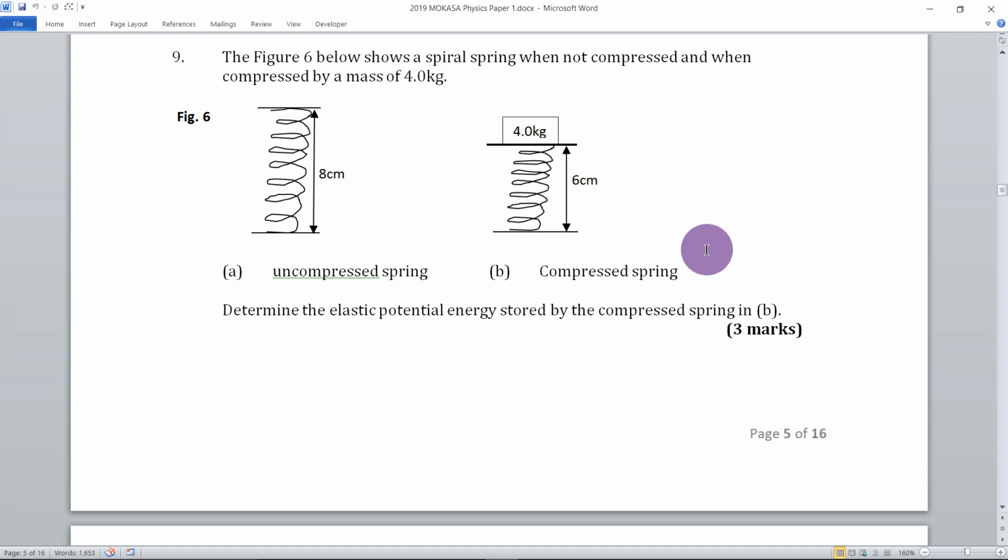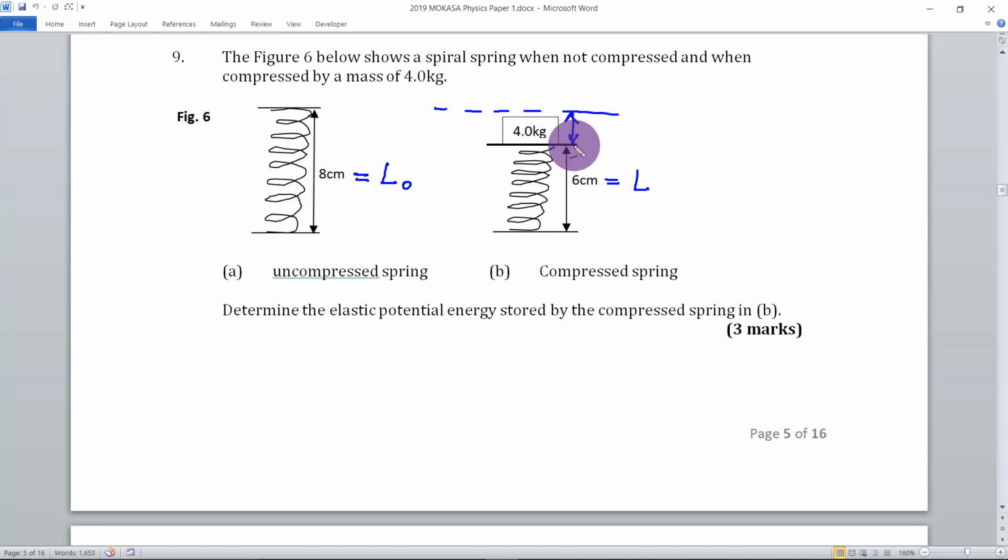In question 9, we are given that the figure below shows a spiral spring when not compressed and when compressed by a mass of 4 kilograms. Determine the elastic potential energy stored by the compressed spring in B. Elastic potential energy. So over here, its original length, or the length when there is no load on it, is 8 centimeters. This is the new length with the load on it. And you can see that there will be a compression here. The length of the spring has changed by this much.